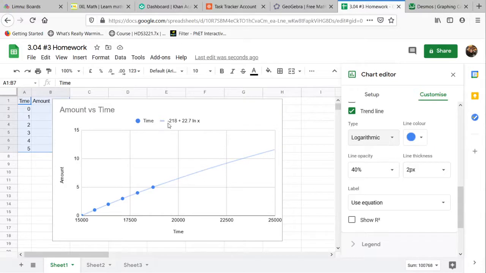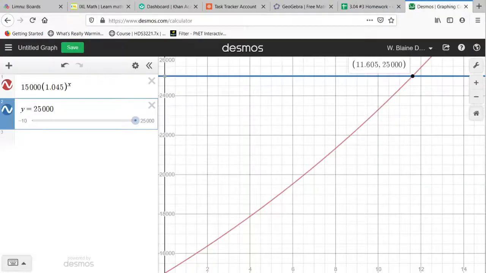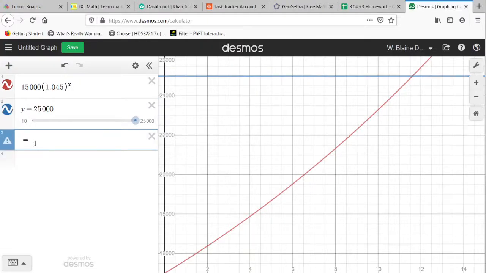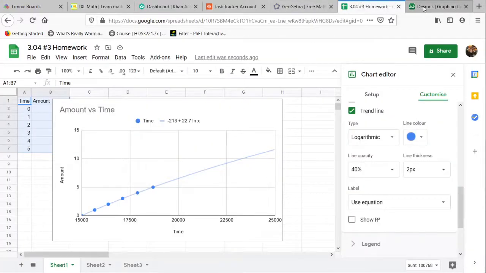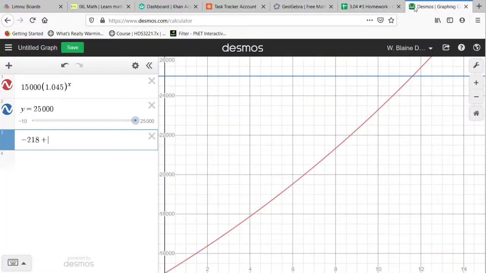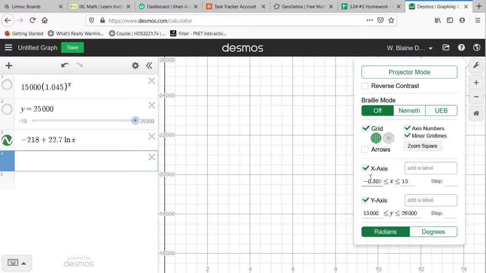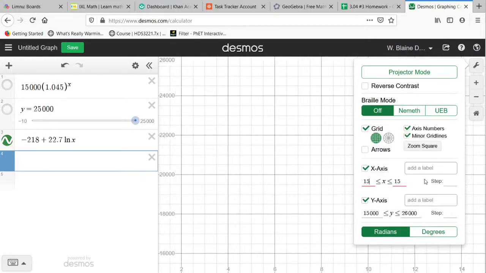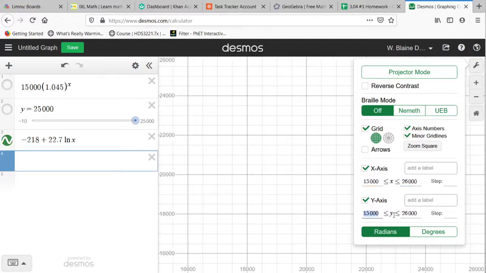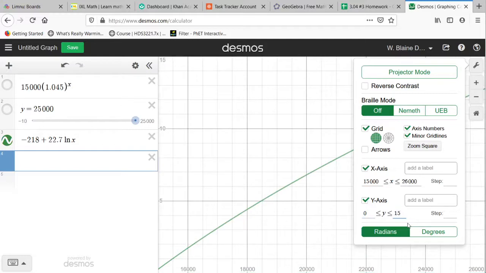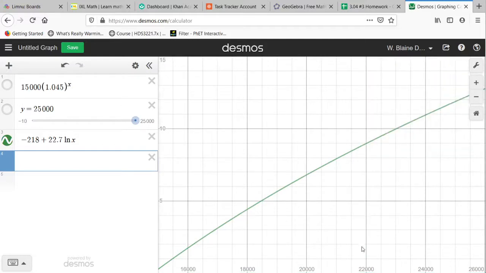So this equation, the negative 218 plus 22.7 log x. So this one is not appearing because, again, we have to reverse our axes here. 15,000, 26,000, and 0 to 15. Now we can see our graph.